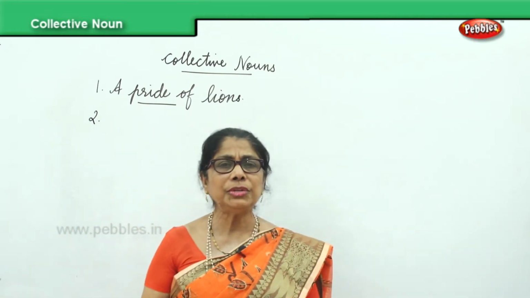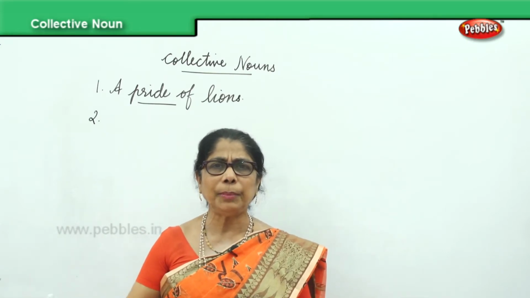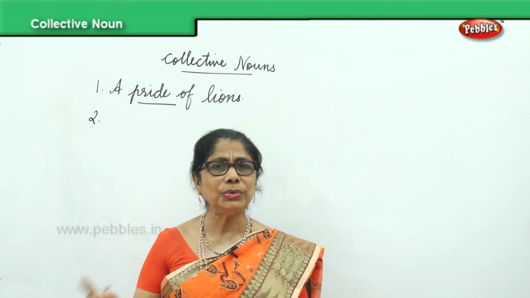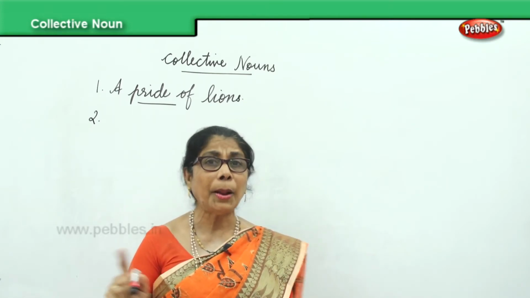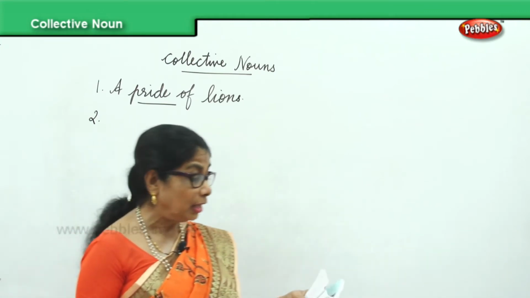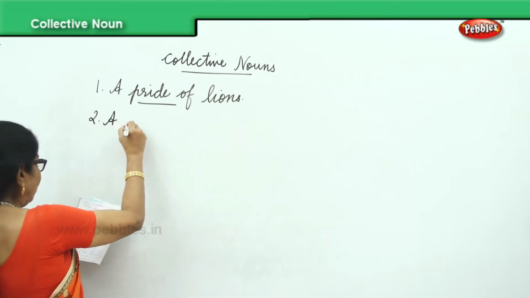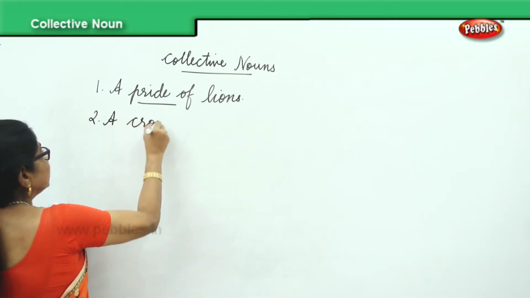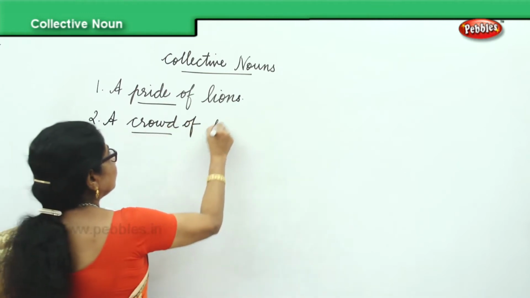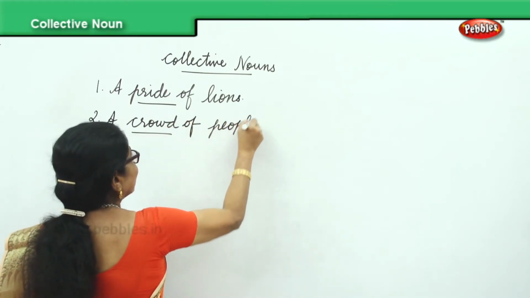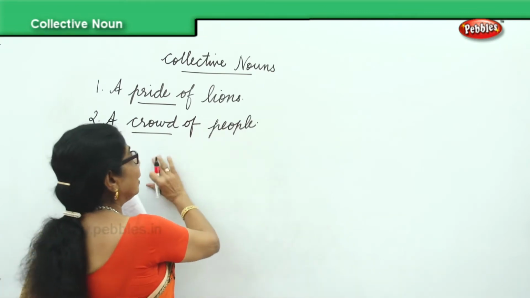Next, people. When you see a big gathering of 100, 1000, 10,000 people, instead of that, use a single word, crowd. It's a group name given to people. When you see a large gathering, you say a crowd of people. Collective noun, a name given to the group of people, crowd.